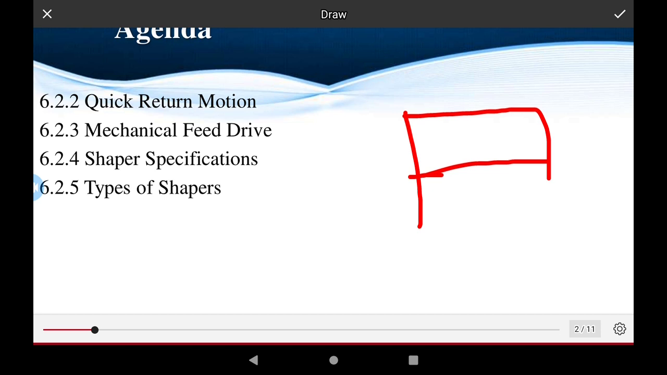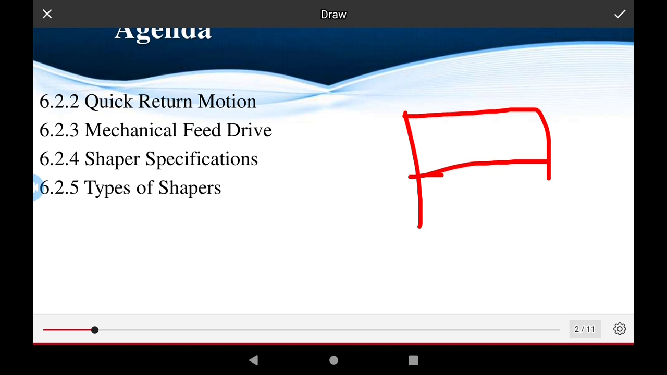Mechanical feed drives: all the drives move with the help of mechanical power. Mechanical power is converted from one link to another link in the mechanism. Take the example of a gear. A gear is a mechanical feed drive that transfers power from one shaft to another shaft with the help of matching gear teeth.